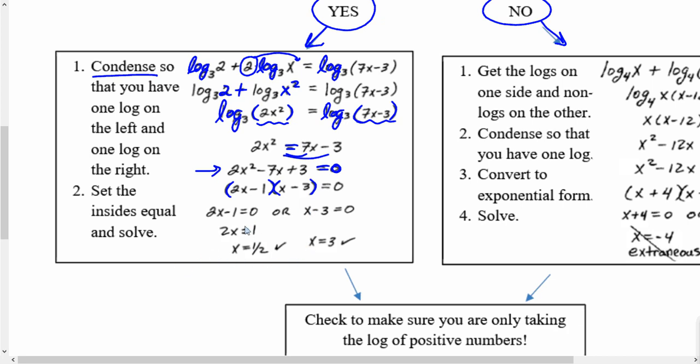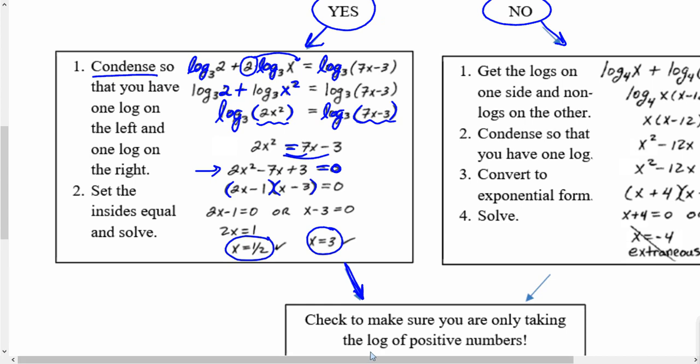Then to solve, I set each factor equal to 0. So if 2x minus 1 equals 0, I move my 1 over and divide by 2 to get x equals a half. If I have x minus 3 equal to 0, I move the 3 over to get x equals 3. The last step of verifying that everything works in my log equation is to check.